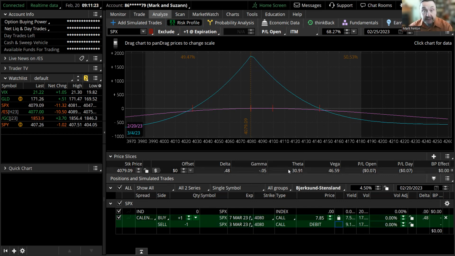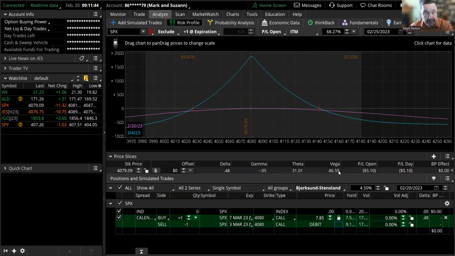So every day that passes, we make $30 more just because of the rate of decay of the short we sold being so much faster than the rate of decay of the long. Now, that right there can make us money. Theta is always going to be positive in this trade. That's not going away. Then the other factors, we have two others.